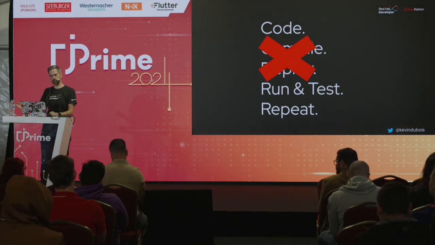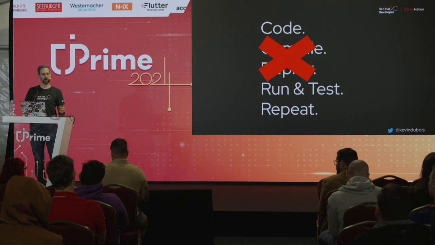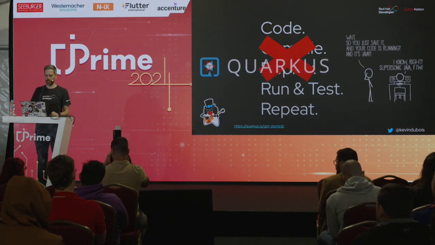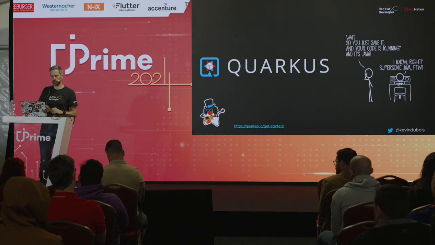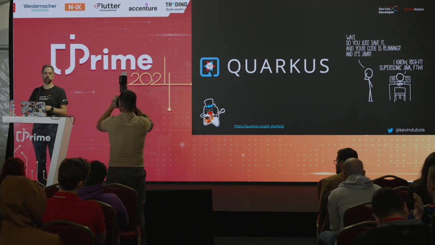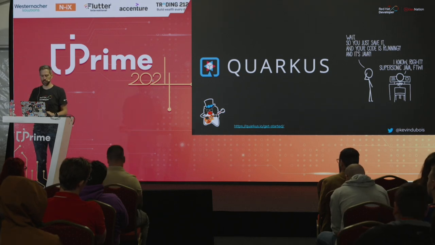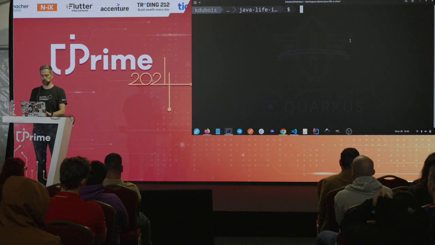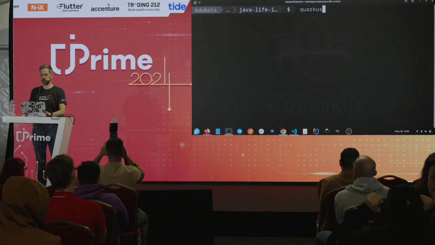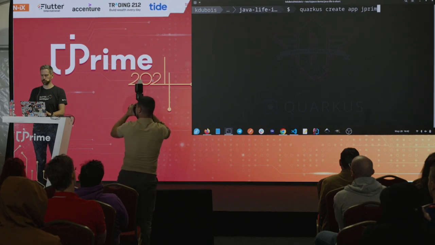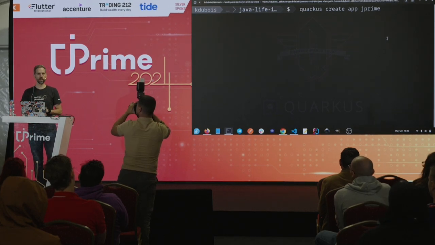So one project that does that really well, and of course I'm a little bit biased because I'm a big fan of this project, is Quarkus. Quarkus allows you to just start in dev mode. I make my code changes, and it immediately makes them available, right? So if we create a new project, we can just do quarkus create app jprime, and it would create a new project.